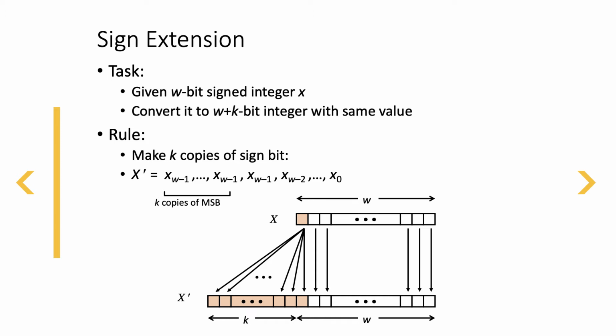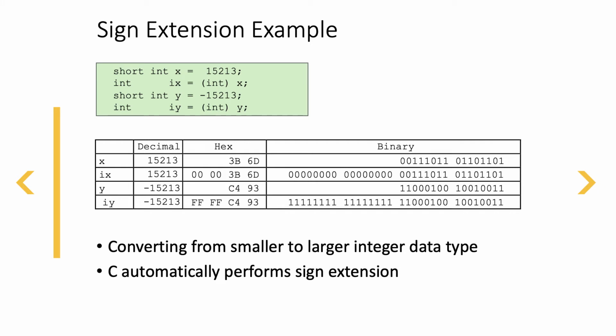So what we'll end up with is just a bunch of copies of the most significant bit that's already there in the smaller representation. Let's take a look at a couple examples to make sure that's clear. Here we've got some shorts that we've declared in this code snippet, and we're going to expand them to full integers. If we've got this top representation here, we've got 16 bits. We're going to expand that to 32 bits, going from a 2-byte short to a 4-byte int.